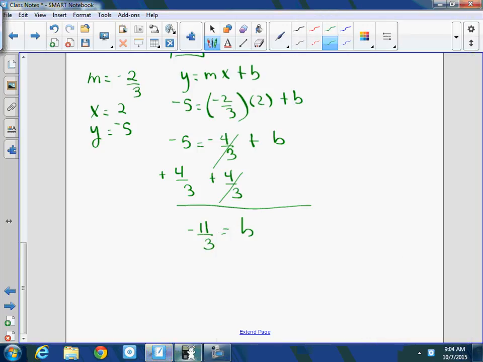You tell the calculator to do the wrong thing, guess what? She's going to do the wrong thing for you. Alright, so now I have my M, and I have my B. I still wanted a standard for it, I'm not there yet. So what do I need to do now?